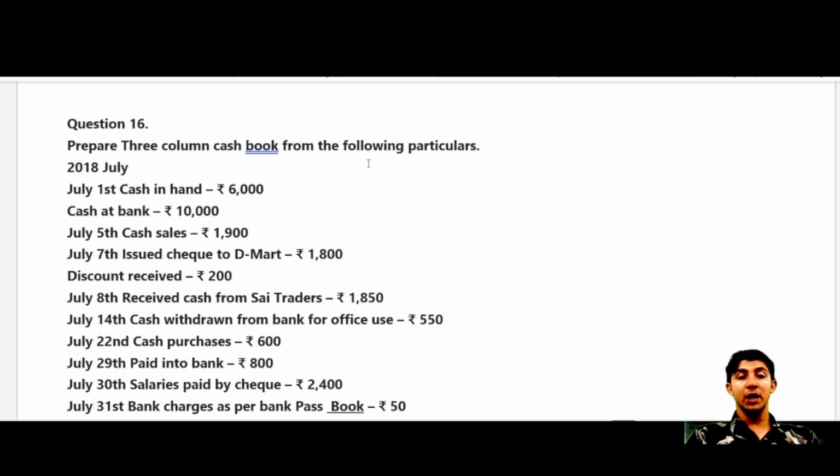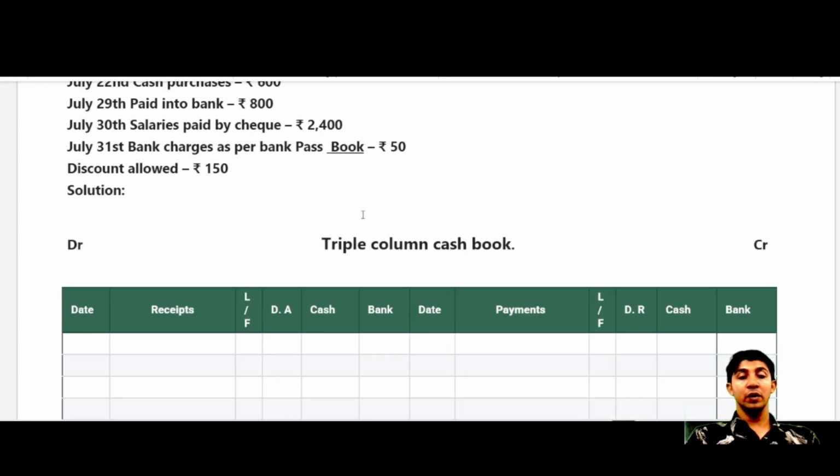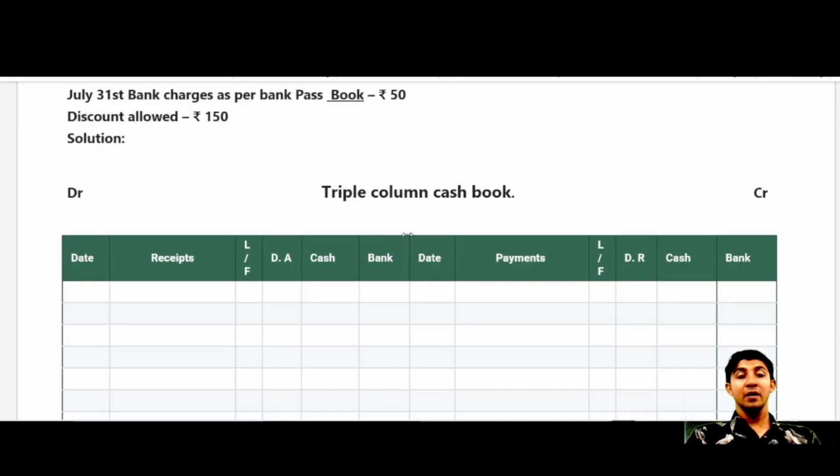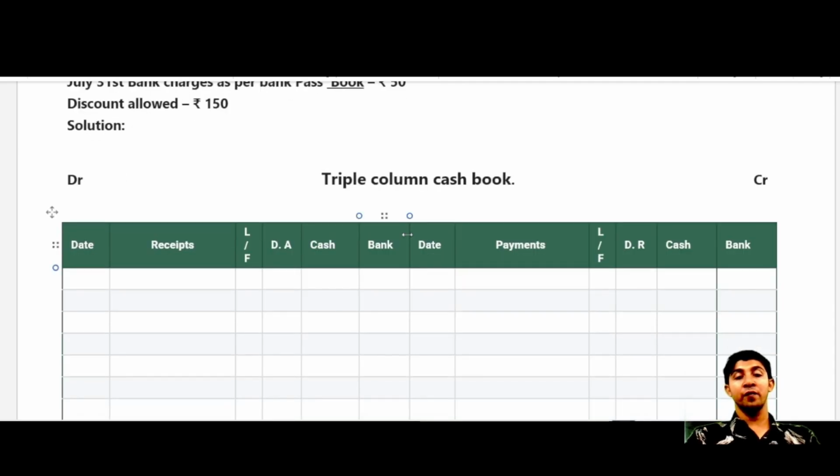So immediately after reading this, we'll draw the format of triple column cash book, which usually consists of two sides. On the debit side, you can observe 6 columns. They are date, receipt, LF, discount allowed, cash and bank. Similarly, on the credit side, you can see date, payments, LF, discount received, cash and bank.